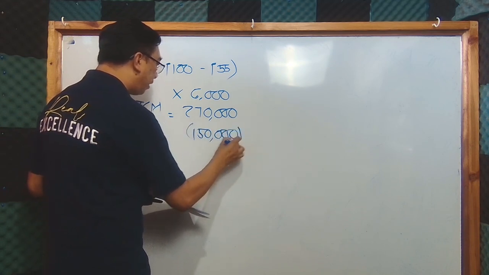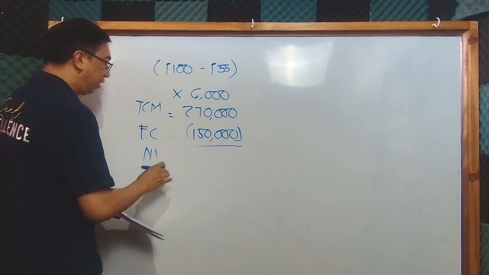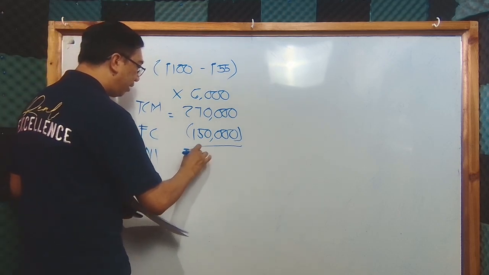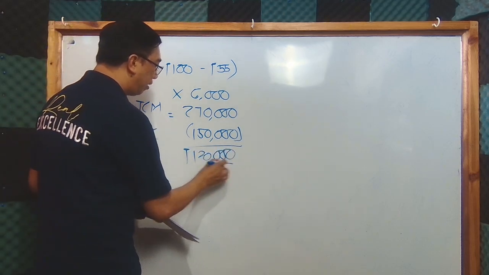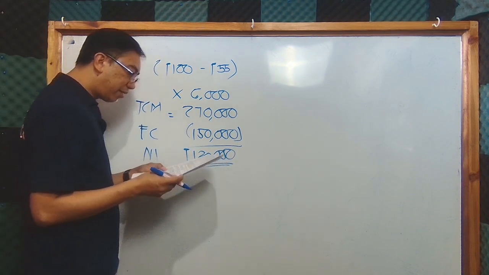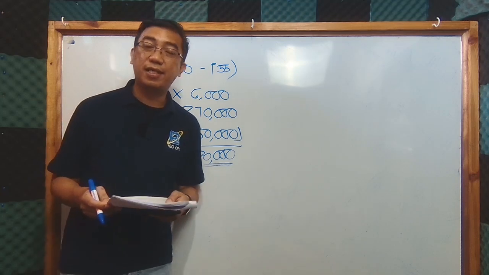So, class, pagka-deduct mo, ano na yan? That's already your net income. How much is net income? 120,000. So, what is 120,000? Answer is letter C.